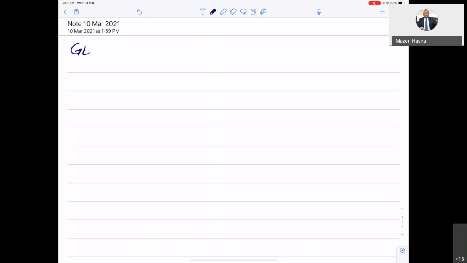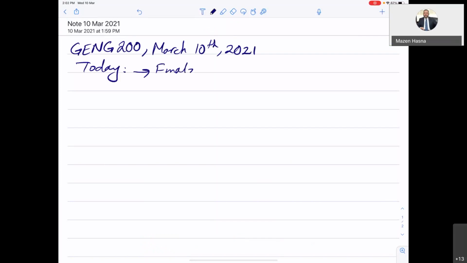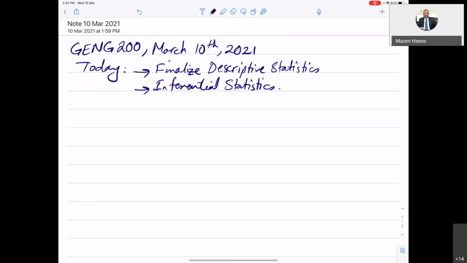So GNG 200. Today is March 10th, the last lecture before the break, and today we will finalize descriptive statistics, and we'll start the inferential statistics, mainly the point estimation or parameter estimation.